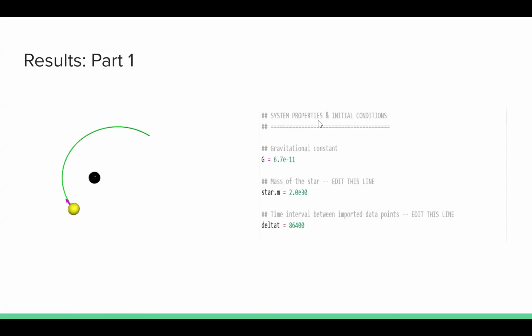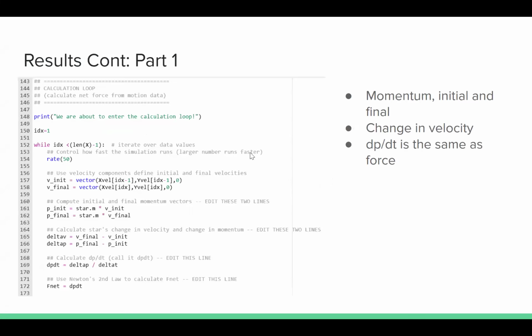And so the results for part one. We use a gravitational constant that we've learned in class, and this is just setting up the initial conditions. And then we have the mass of the star that we used, and then we have the time interval. So this is our delta t, the interval between every point that we're going to be using to find the average for the mass. So this is how much it's changing per step.